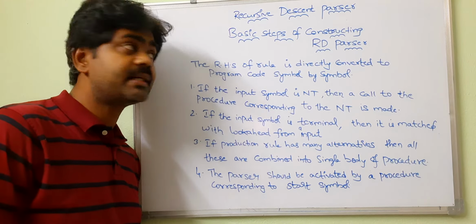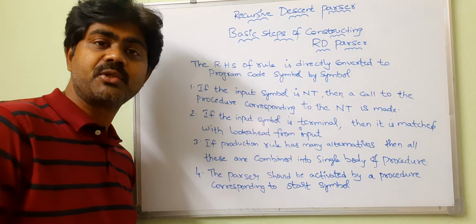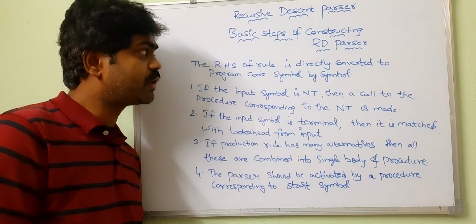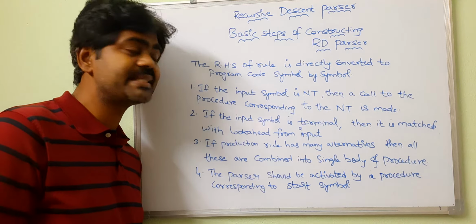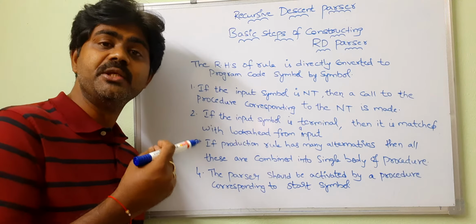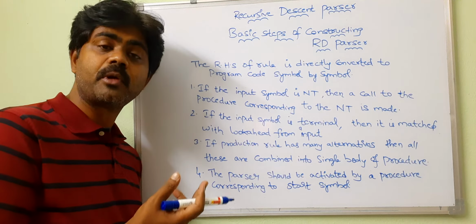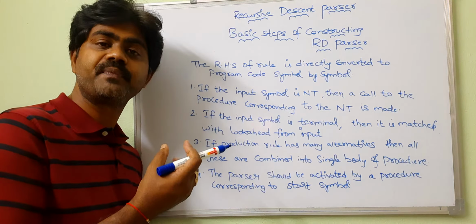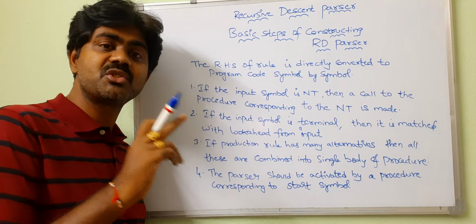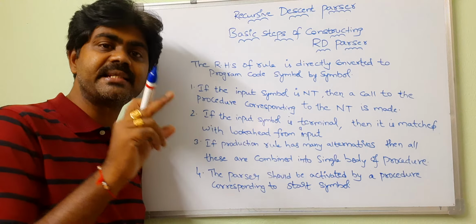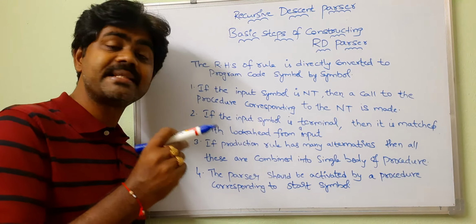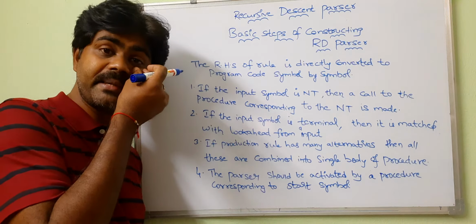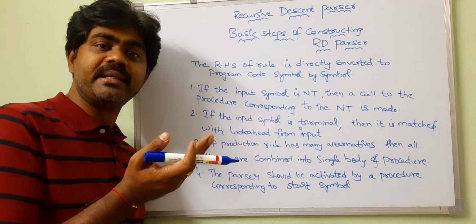Now we will see the basic steps of constructing an RD parser. Don't get confused, RD parser is nothing but recursive descent parser. The RHS of the rule is directly converted to program code symbol by symbol. As I said, we'll use procedure calls to solve our problem. For example, if we have E tends to E plus T, here E is the LHS and E plus T is the RHS. So what is symbol by symbol? That is terminals.